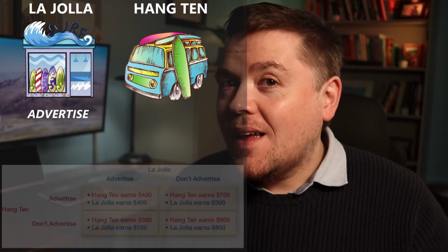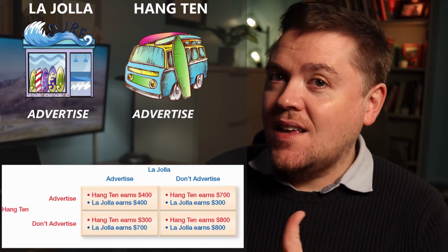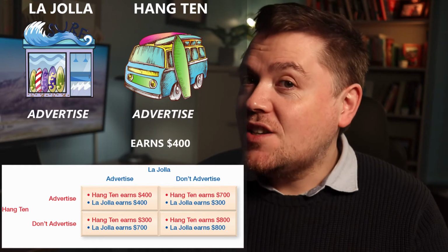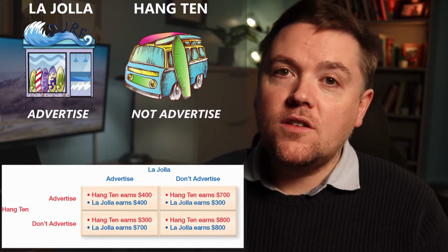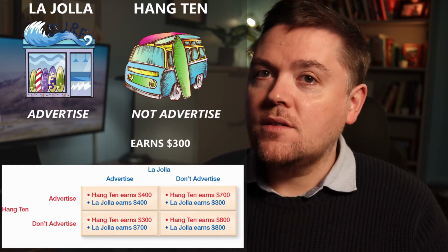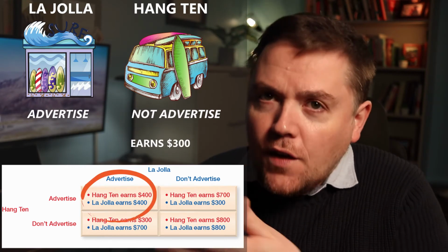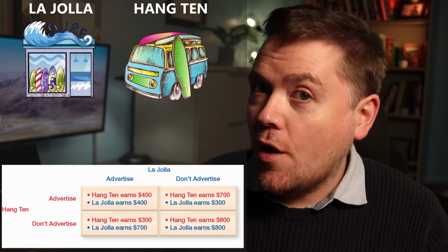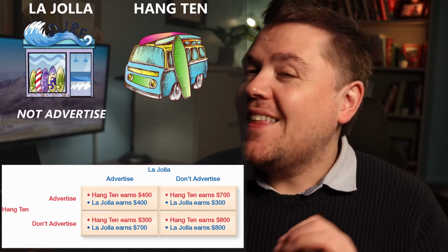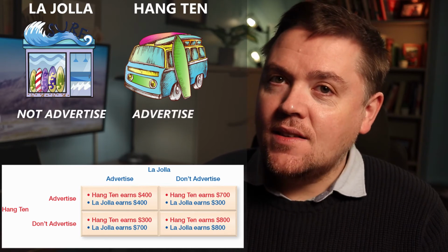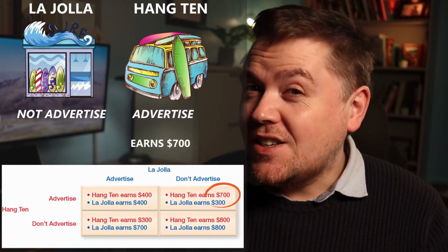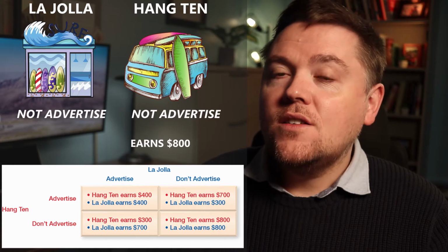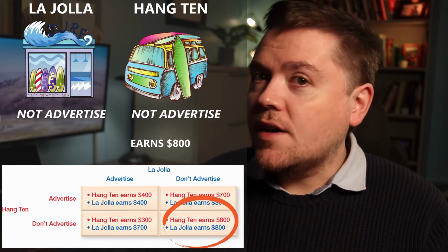First, let's think about what Hang 10 should do if they think La Jolla will advertise. Well, if Hang 10 advertises, they earn $400, and if they don't, La Jolla will steal some of their customers and they'll only earn $300. So they should advertise if La Jolla advertises. Now, let's think about what Hang 10 should do if they think La Jolla won't advertise. In that case, if Hang 10 advertises, they will earn $700, and if they don't, they'll earn $800. So they should not advertise if La Jolla does not advertise.